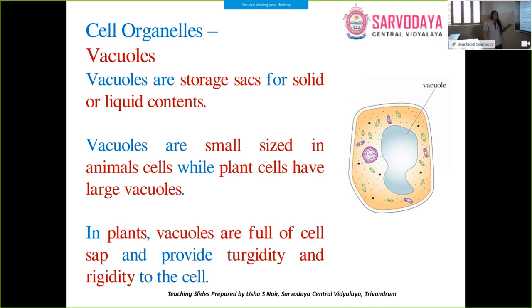That is, vacuoles are full of cell sap. You can see cell sap inside. Okay, it's full of fluid, and it provides turgidity and rigidity to the cell. That is, if water enters the plant cell through the process of osmosis, obviously the cell starts swelling up, and the cell wall protects it so that it does not burst. That is why the cell wall is there. We have mentioned this last time, and it provides turgidity and rigidity, the swelling and the unbendable. The cell wall won't bend.